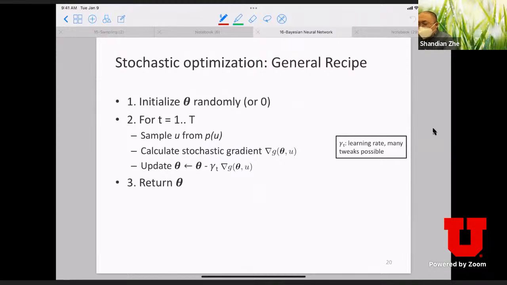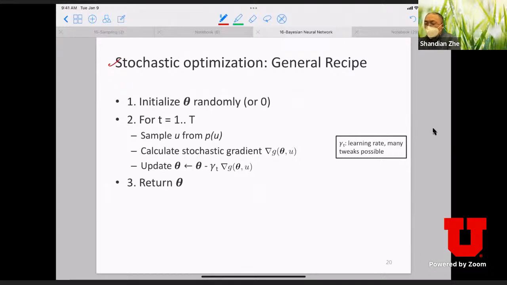So the key idea of stochastic optimization is that I'm just going to calculate a stochastic gradient and update my parameters with it. That's it. So this is the whole framework, a general recipe for stochastic optimization.